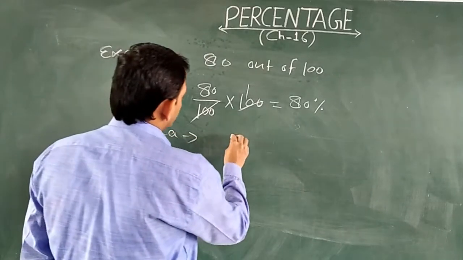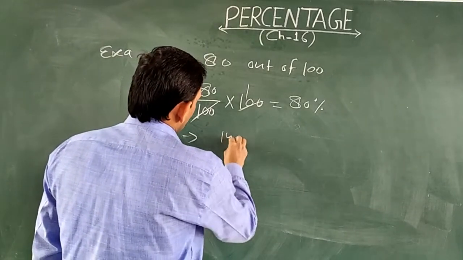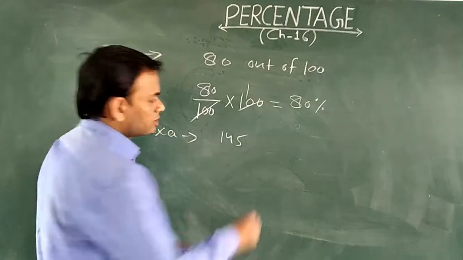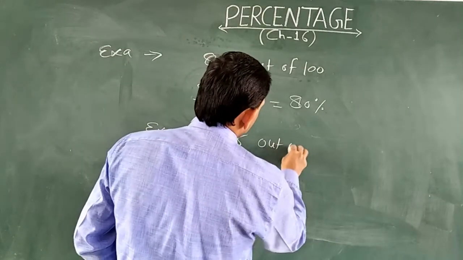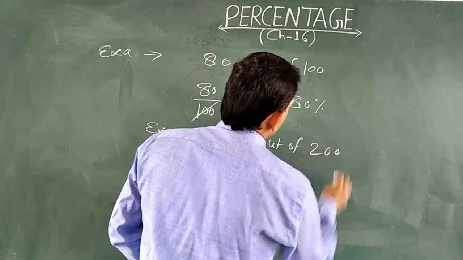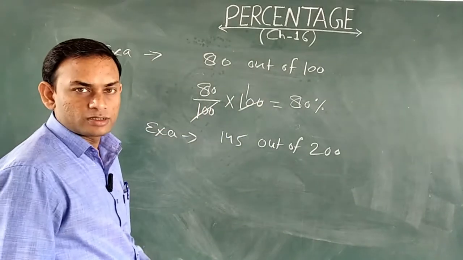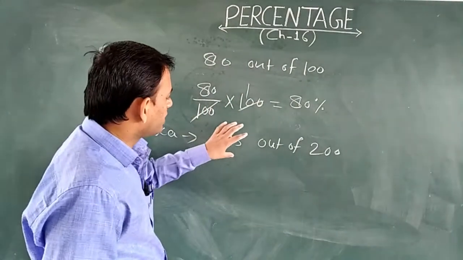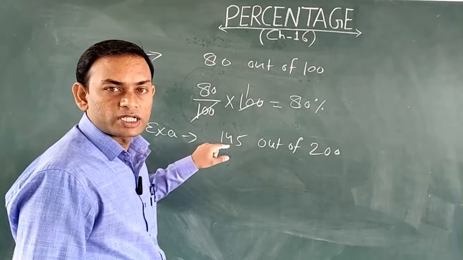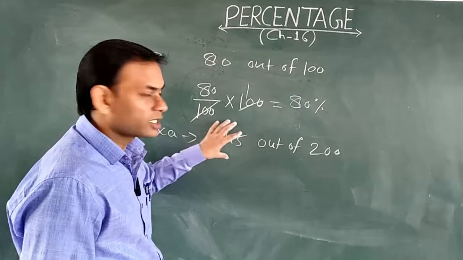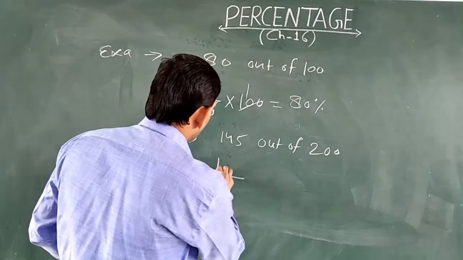Suppose we have got 145 marks out of 200 and we have to find the percentage. So as I told you, we have to find the percentage of this mark, 145, because we have got this. We are talking about this. So it will be written above the line.